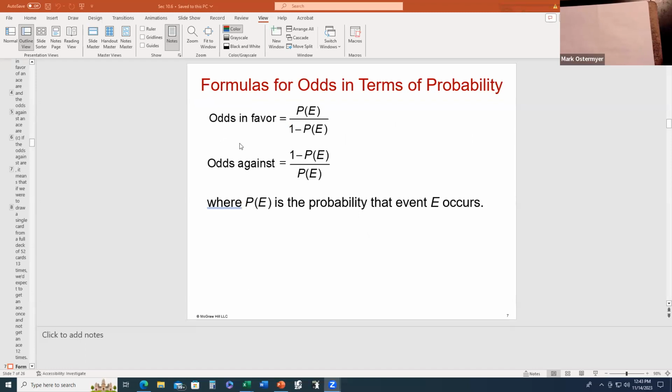All right, now here are some important formulas that relate odds to probabilities. So the odds in favor of some event E occurring would be equal to the probability of that event E occurring divided by the complementary probability, 1 minus the probability of event E occurring. On the other hand, the odds against event E occurring would be the reciprocal of the above ratio. It would be 1 minus the probability of event E occurring divided by the probability of event E occurring. So these formulas relate odds to probabilities.